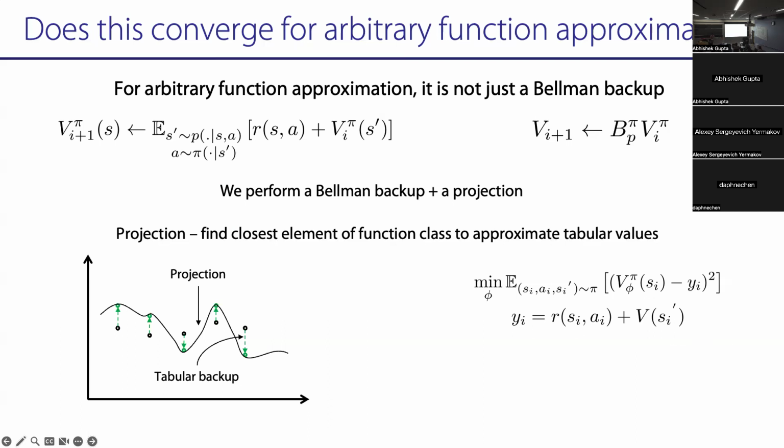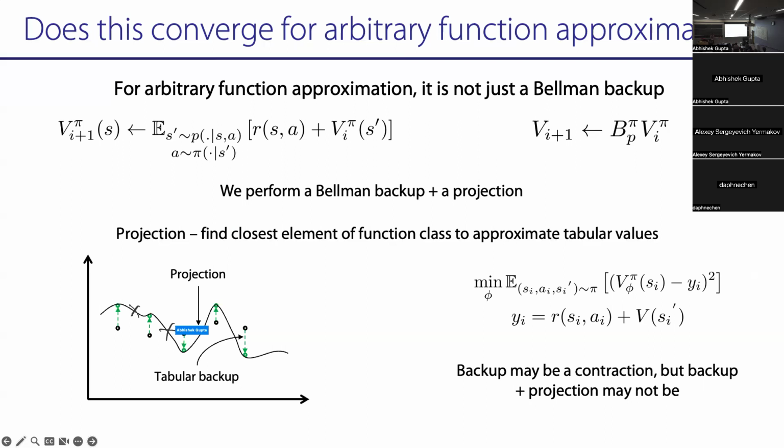For instance, we showed that our tabular backup was a contraction. So we said if we counted everything and then we backed it up, then it's going to be a contraction. In a tabular space, it's going to be a contraction. But in function approximation land, because everything in between is determined by your function approximator, it may or may not be a contraction. So in general, you can't say whether tabular backups plus projections are contractions. You can just say that tabular backups are contractions.